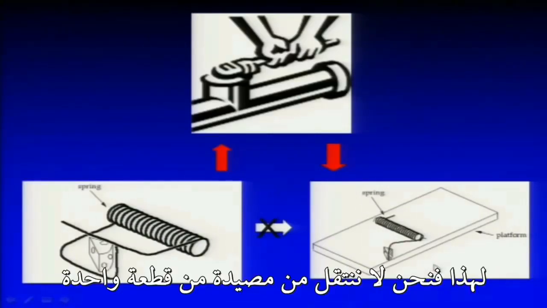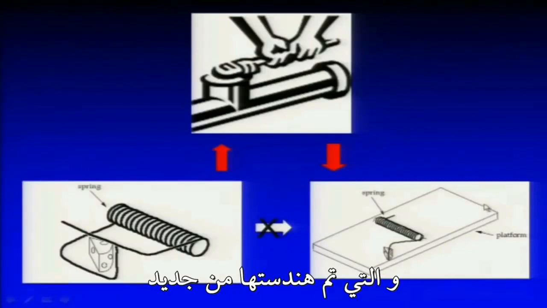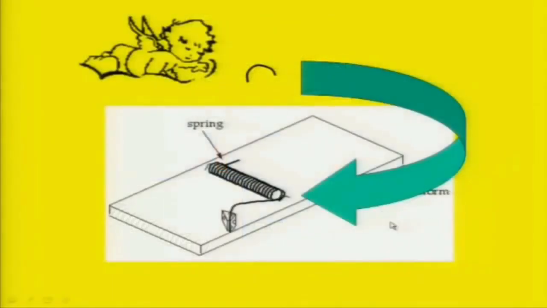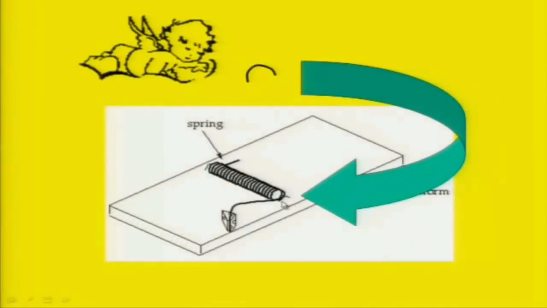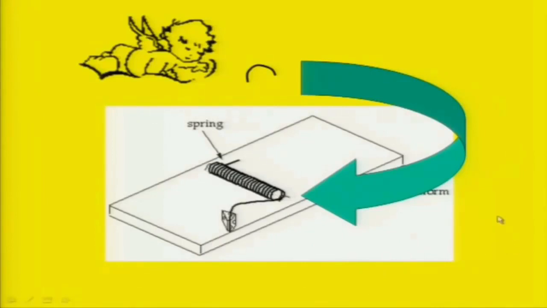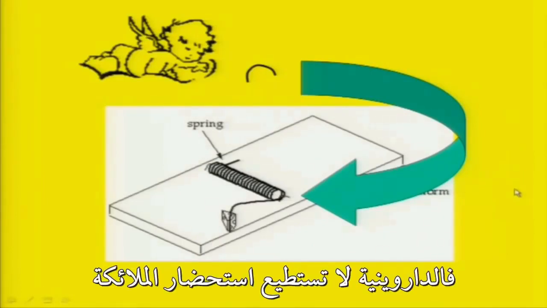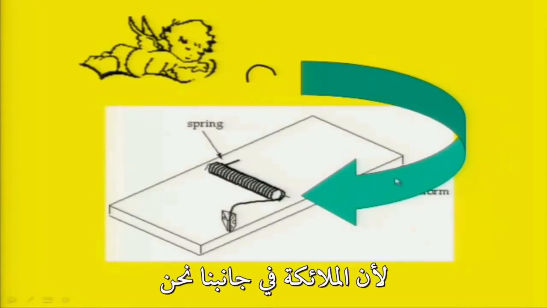So we have not gone from a one-piece to a two-piece mousetrap. We've gone from a one-piece to a four-piece mousetrap, which has been re-engineered in the process. So where did those staples come from? Did an angel bring them from heaven? Well, no. Darwinism cannot invoke angels bringing staples for mousetraps because the angels are on our side.